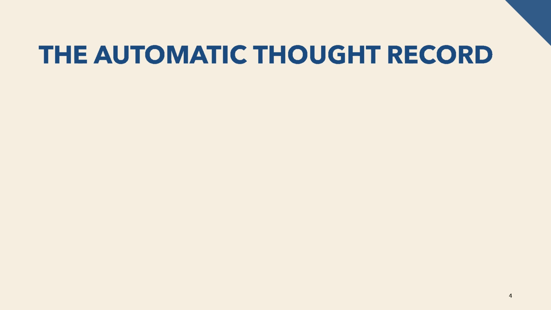The one in your reading is found on page 94. So you can use that. You can find a lot of them online if you want to. But let's talk about what the automatic thought record is and the basics of how you want to do this.